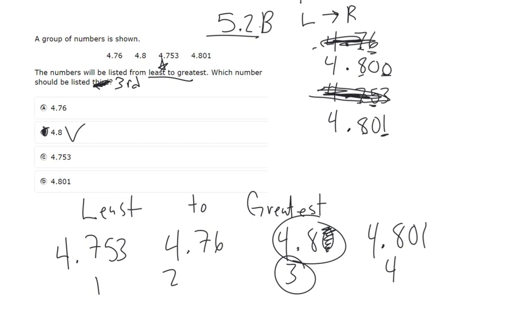Alright guys, that'll be it for 5.2b, which is comparing and ordering decimals. Alright, let's keep practicing.